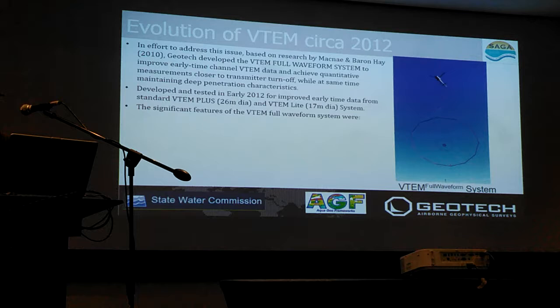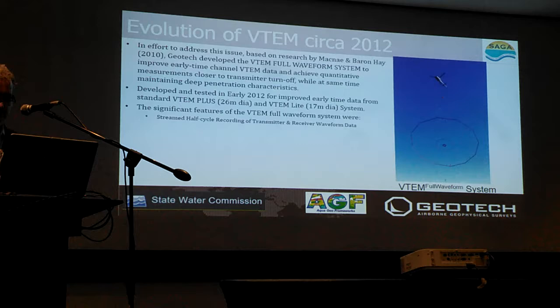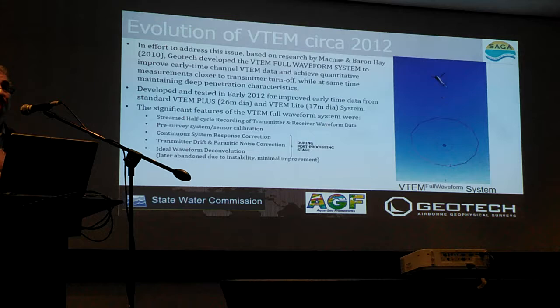And a significant feature of the system was that we streamed half cycle recording of the transmitter receiver waveforms. We did a pre-system and sensor calibration. That's something we didn't do before. There was a continuous system response correction applied to the data. There was a transmitter drift and parasitic noise correction applied to the data. And there was an ideal waveform deconvolution. All of that was done in the post-processing stage.